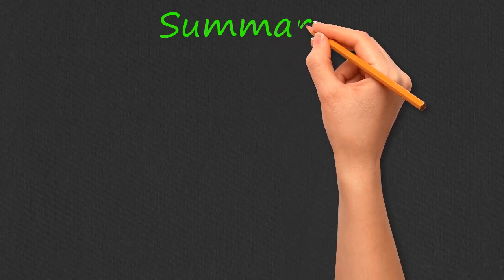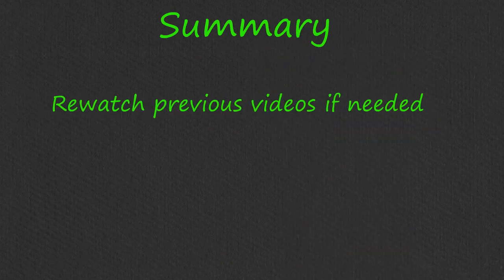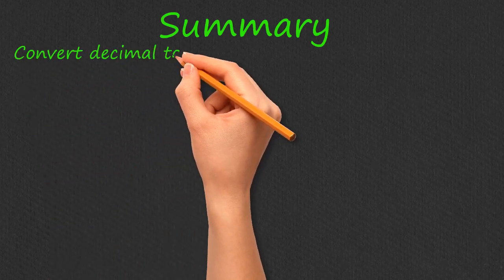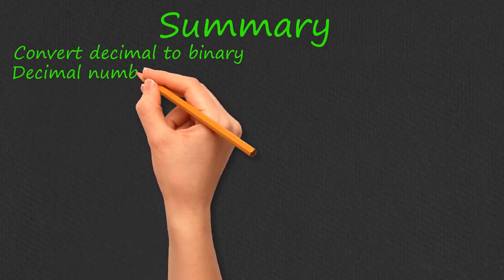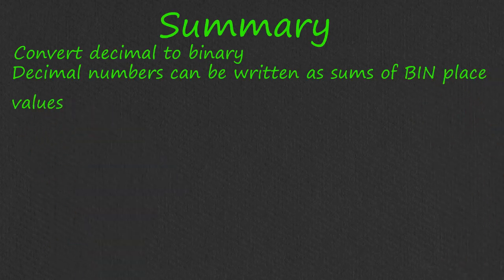Let us now recap what we covered in this video. Also, don't forget to rewatch any of the previous videos in the series if you feel you could benefit from revisiting some of the earlier concepts. So, in this video, we talked about how to convert decimal numbers to binary using the place value table. We discovered that every decimal number can be written as the sum of a few specific binary place values, and if we found a way to find this combination, we could do the conversion.